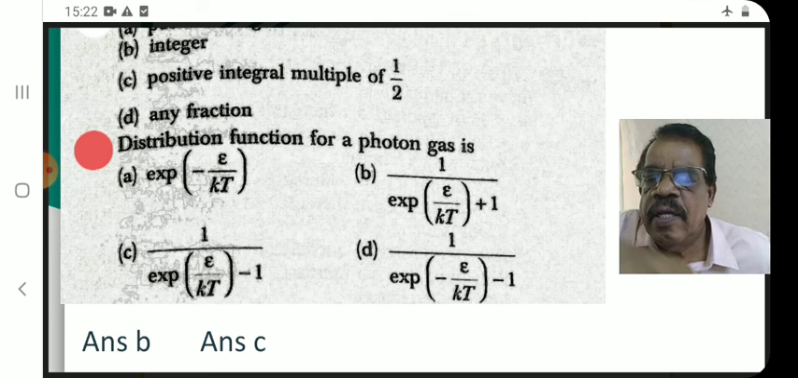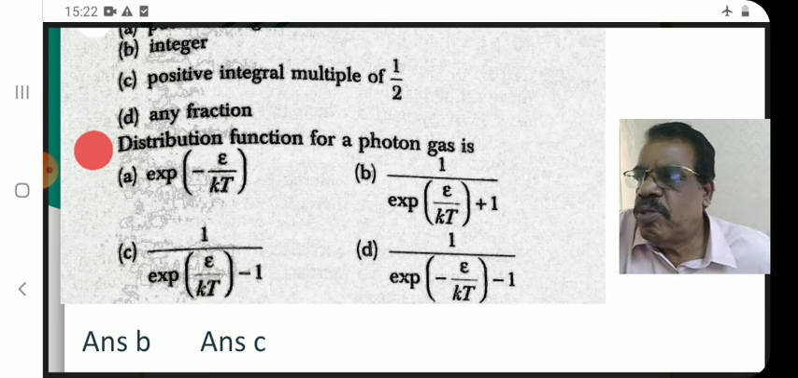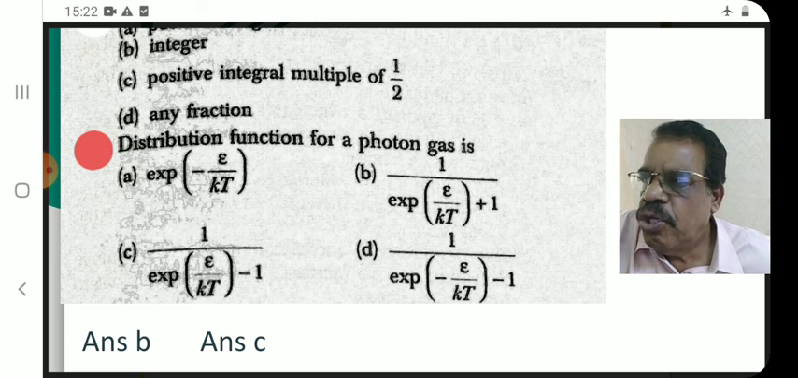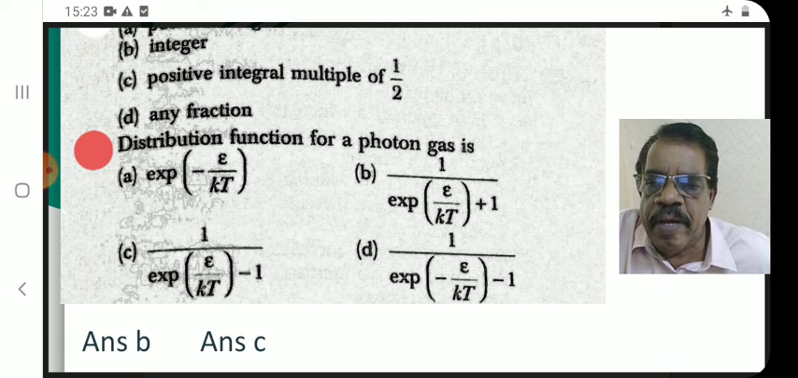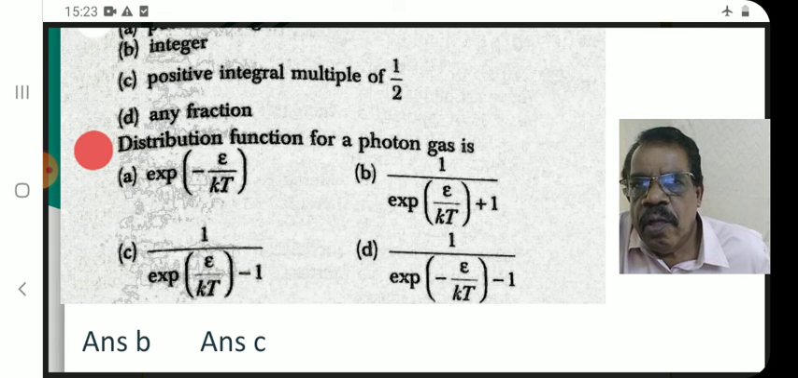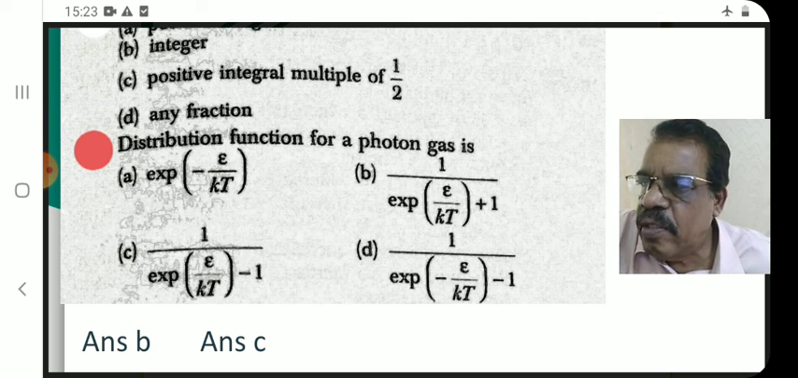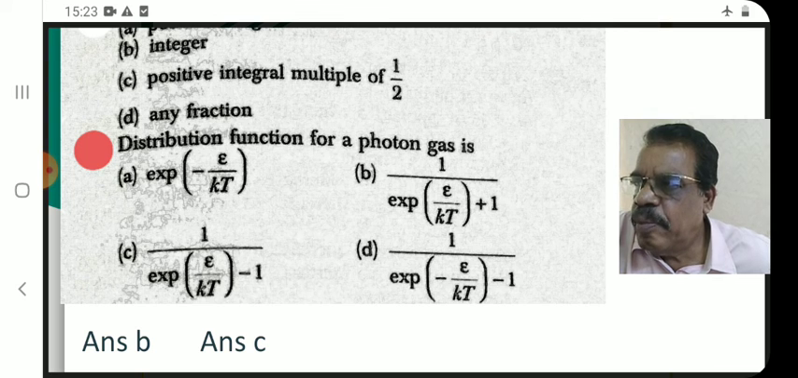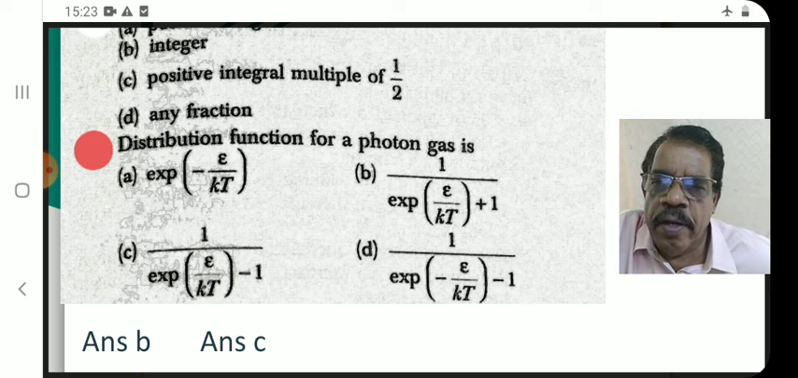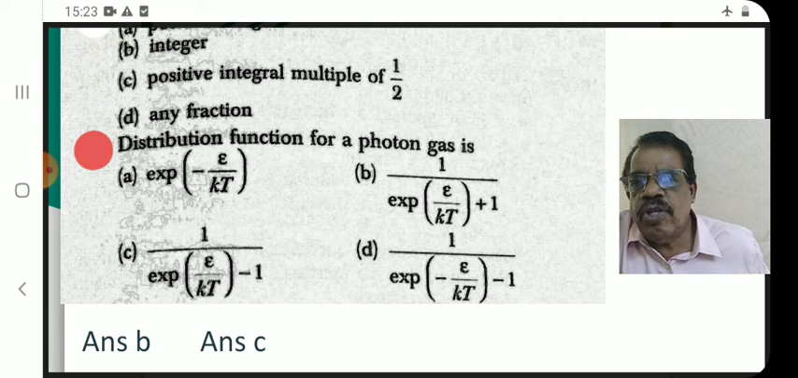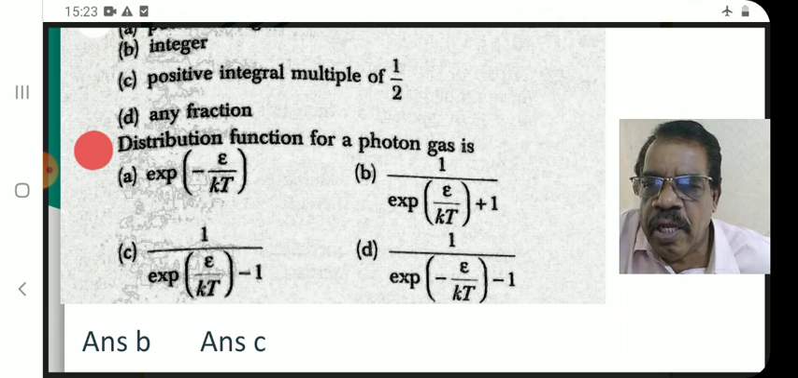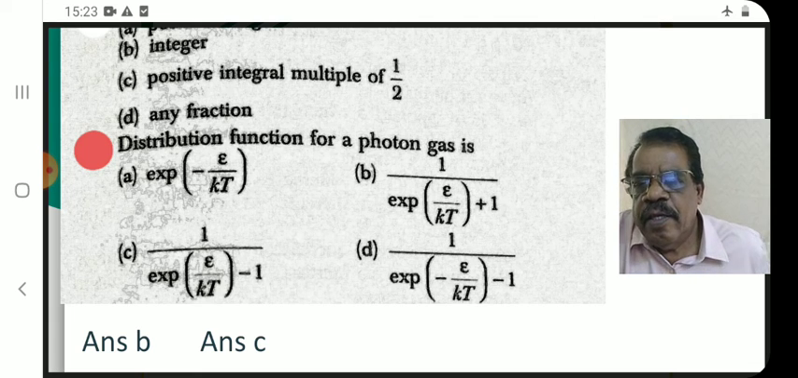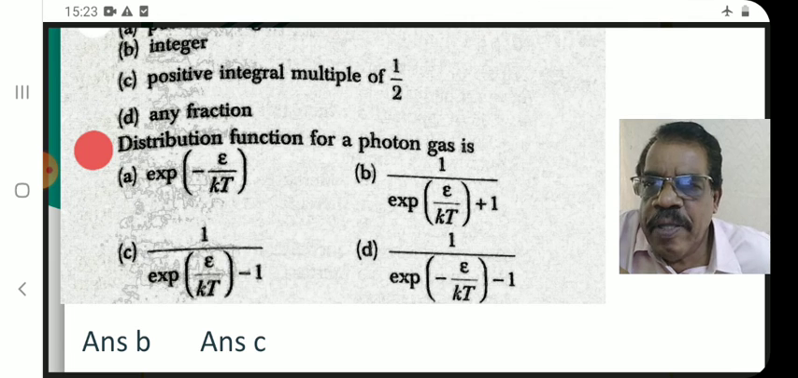This is the Bose-Einstein statistics distribution law for bosons. In the equation you remember Ni by Gi. The Bose-Einstein distribution law is Ni by Gi is equal to 1 by e raised to alpha plus beta epsilon i minus 1. And Ni by Gi is called a distribution function. The distribution function Ni by Gi, we call it as f.